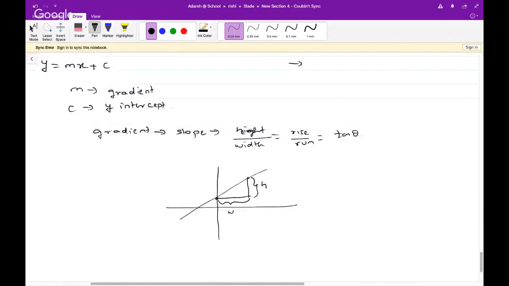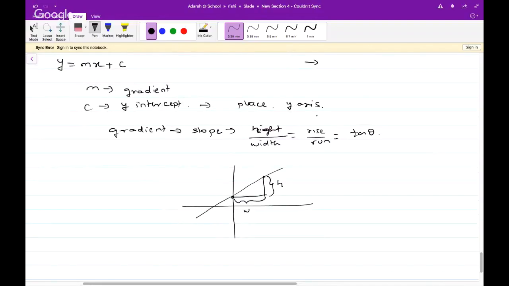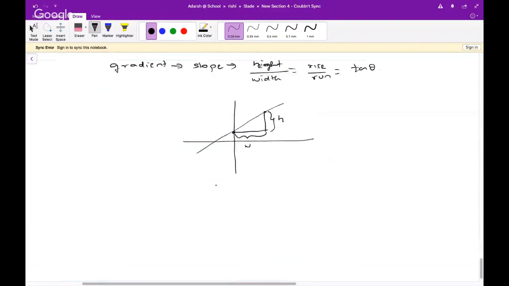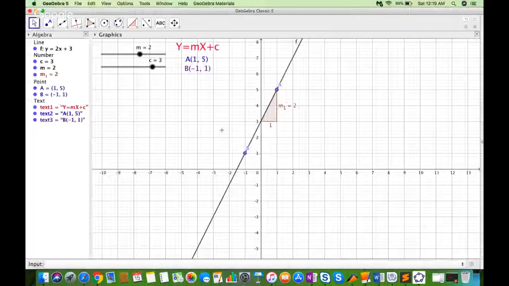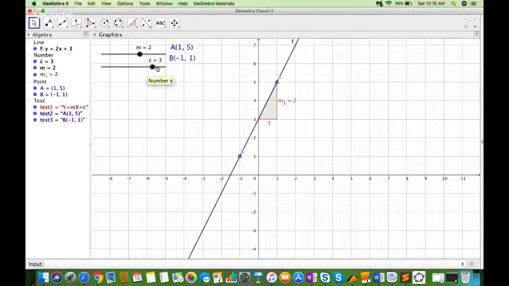Next, what is the y-intercept? The y-intercept is the place where the line cuts the y-axis. Suppose you have a line. If the line passes through 3, the y-intercept happens to be 3. So the value of c is equal to 3. I'll take an example and show it in this graph. Look at this graph. In this, the line is passing through 3. So the y-intercept c is 3.